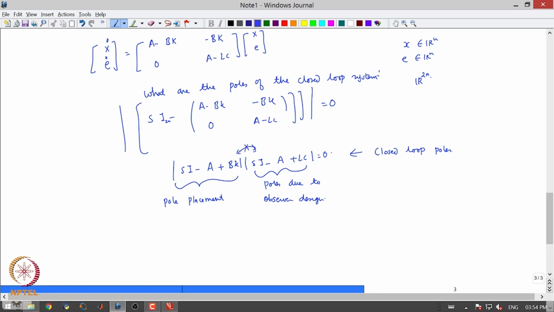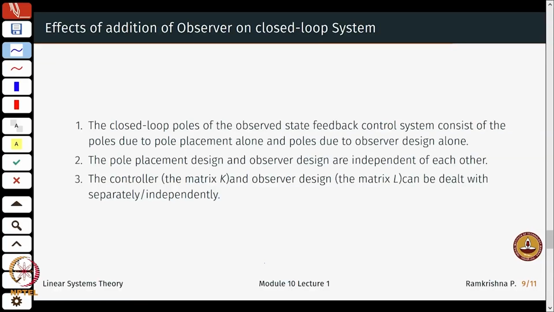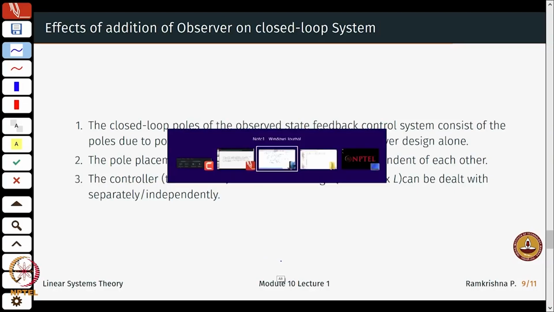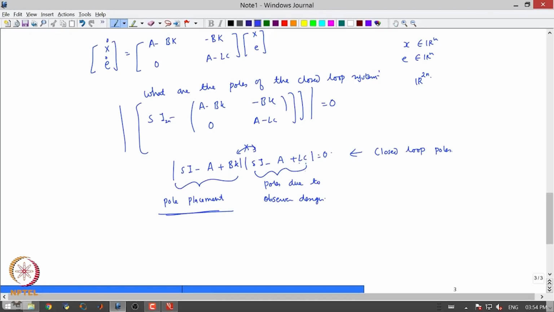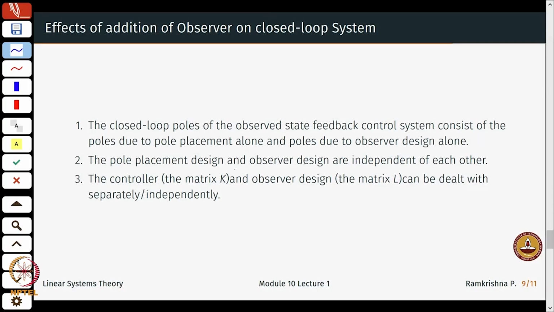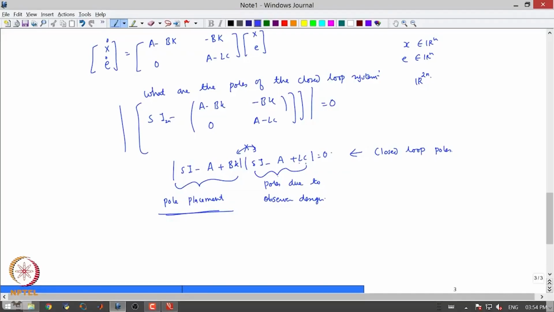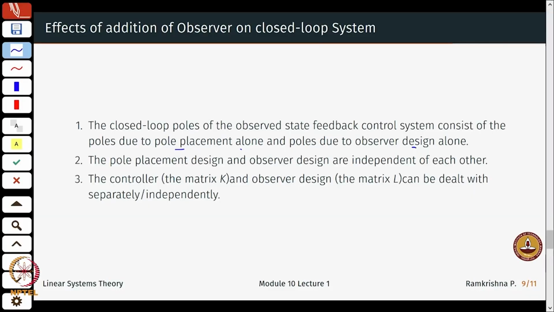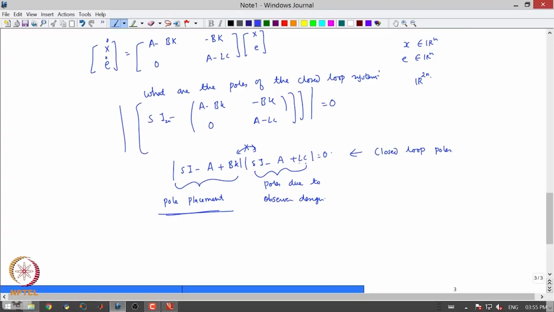So, there is nothing here. Whatever happens with the L, the C, the pole placement component remains the same and vice versa, right. So, whenever I do a simultaneous design of an observer and a controller, the closed loop poles of the system consist of the poles due to pole placement alone and poles due to observer design alone. So, nothing really changes in the design, the poles due to pole placement remain unchanged by the poles due to observer design, and vice versa.